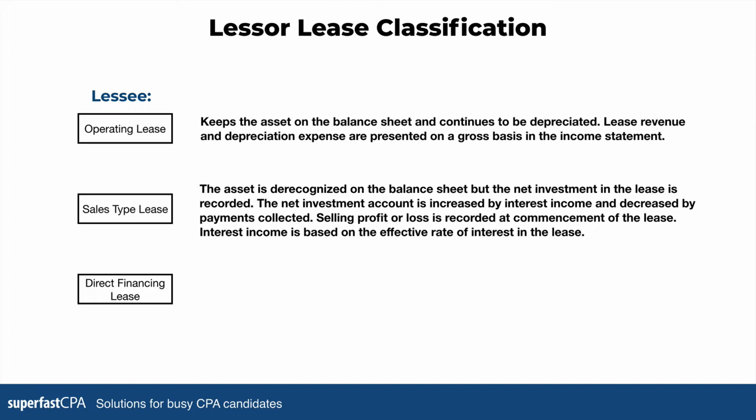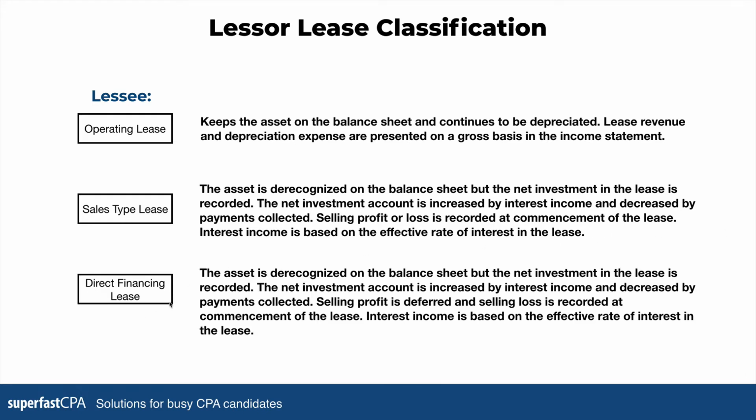The net investment account, really what that is, is the sum of the present value of the minimum lease payments. The net investment account is increased by interest income and decreased by payments collected. Selling profit or loss is recorded at the commencement of the lease. That's the differentiator between this sales type lease and the direct financing lease. Interest income is based on the effective rate of interest for the lease.